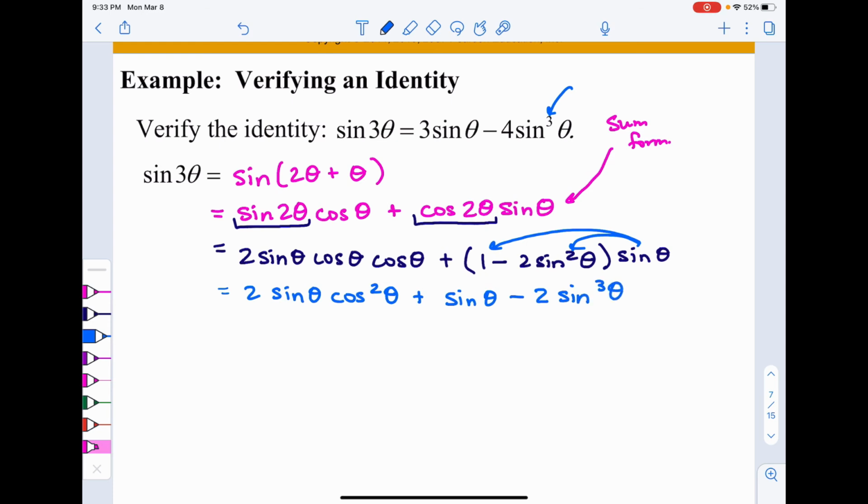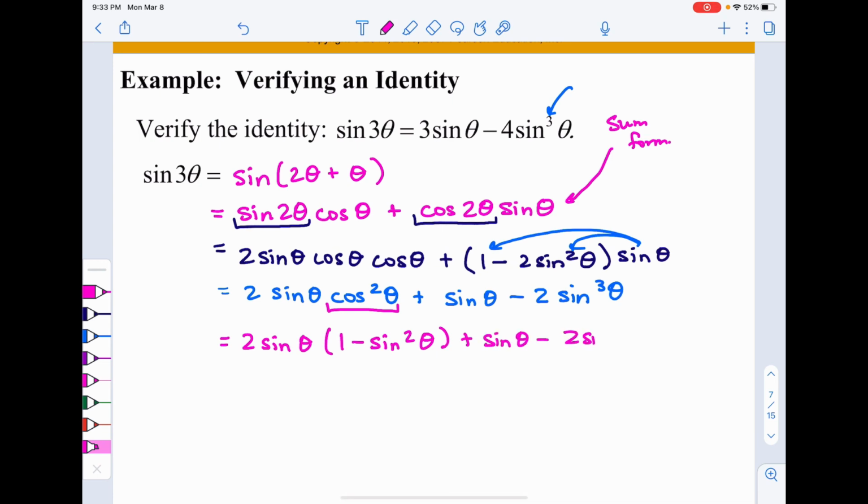Now let's see what else we can do. In the end, we do not have any cosines. So that means I want to try to get rid of that cosine function here. And if I have a cosine squared of theta, what can I do with that? I could use the Pythagorean identity. So let's change this up. We have a 2 sine of theta, and instead of a cosine squared of theta, I can turn that into a 1 minus a sine squared of theta. And then I have this extra plus sine theta and that minus 2 sine cubed of theta.